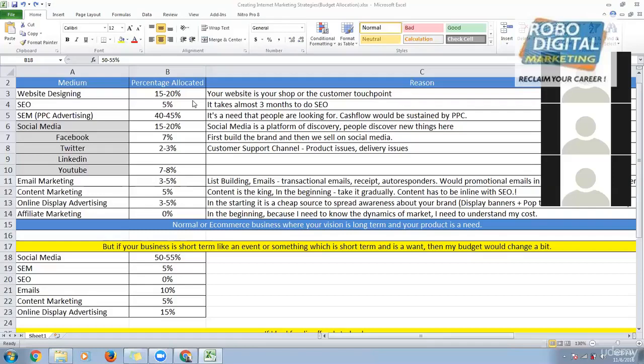Second, SEO. We do not spend a single penny on SEO. Why do we not spend a single penny on SEO?